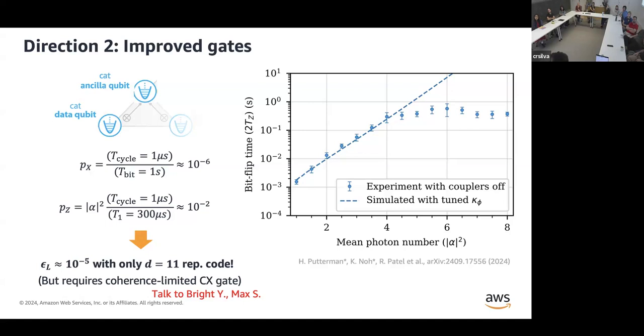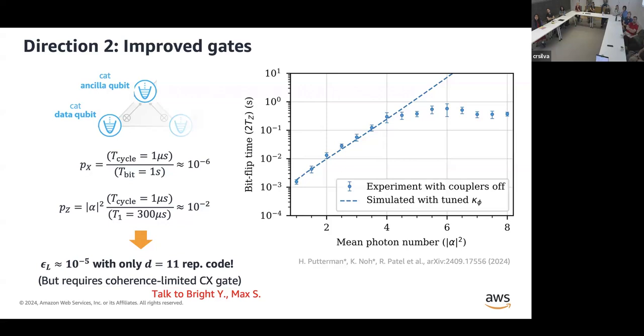Repetition cap code, as I show you. And this is a plot that we get, where we get almost a second of X protection, just at alpha square like 4. And then you can think, well, the cycle of error correction, the time to measure the gates and measure, is roughly 1 microsecond. And the bit flip time, once alpha square is like 4 or 5, is about a second, and we even see 10 seconds sometimes.